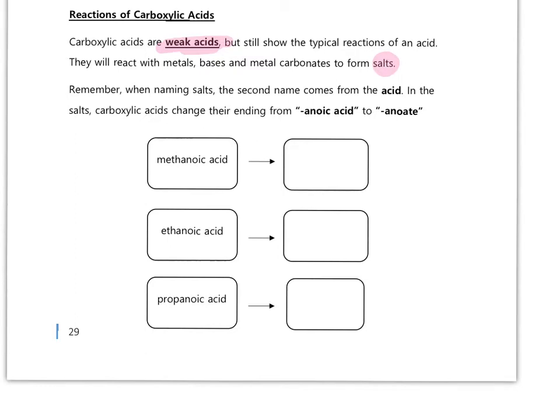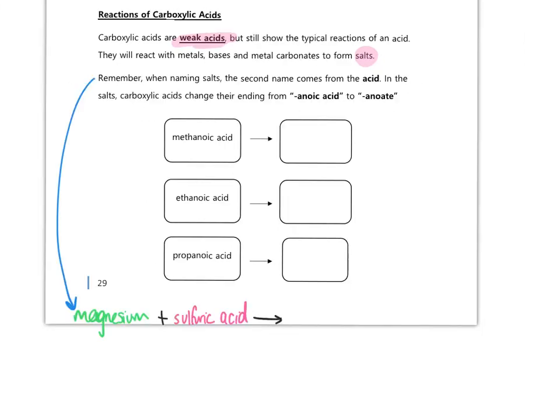So what we need to do is do a recap on naming salts. So say for example we were reacting magnesium and sulfuric acid. That's a metal reacting with an acid, so we would get salt plus a hydrogen, but we need to be able to name the salt.